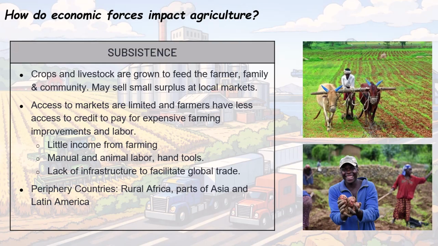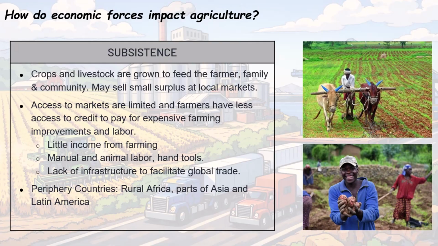It takes time. It takes physical work. There's no fleet of tractors pulling up. Access to markets is limited. And when markets are far away or infrastructure is weak, farmers have less access to credit. No loans for expensive machinery, no easy upgrades. That means little income from farming, which makes it even harder to invest in improvements. It's a cycle.